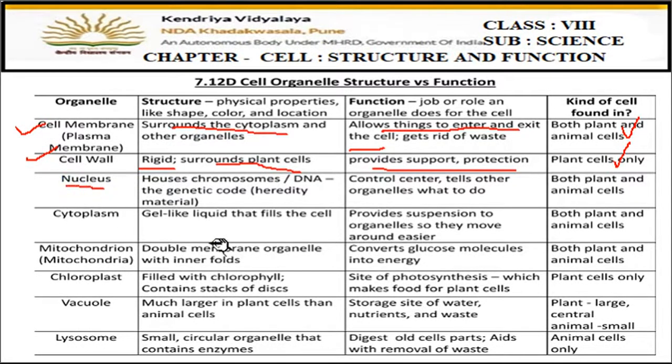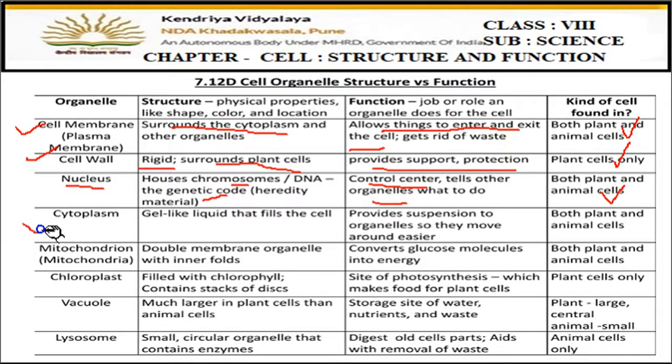Then the nucleus. The nucleus consists of chromosomes, DNA and genes, right? And what is the function? It controls the cell. It is the controlling center. Controlling center means the nucleus decides what the other organelles have to do. It controls all the organelles of the cell, and the nucleus is present in both plant and animal cells.